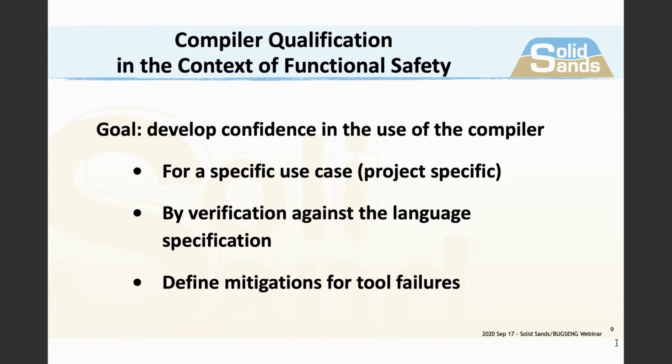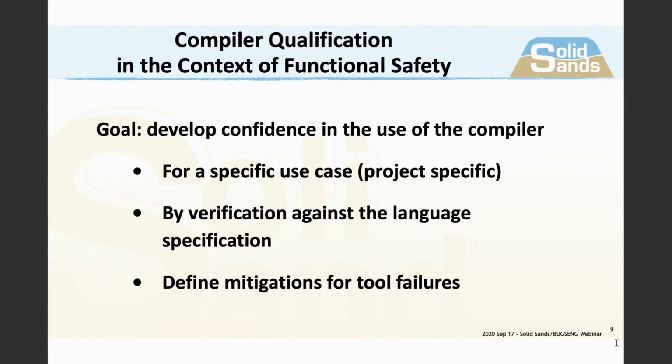Now, there are even functional safety rules for compilers, and they're called tools in the case of compilers. And the goal is to develop confidence in the use of your compiler. So you can be confident that the compiler you use does indeed produce the right code, and that code should abide by the behavior of the program as was intended.